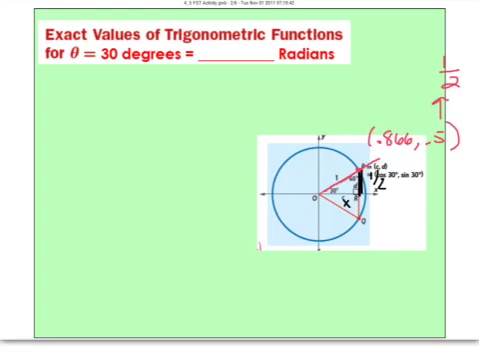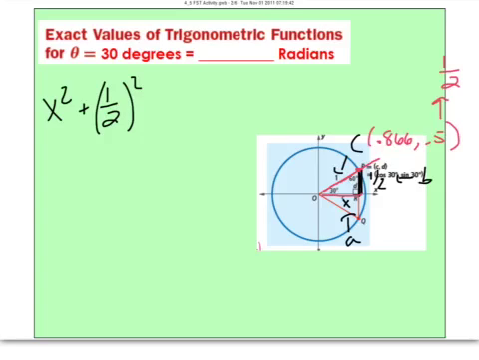We can find the side length for x, again, by using the Pythagorean theorem. 0.866 is approximate, and that is not sufficient. So let's do the Pythagorean theorem: a squared plus b squared equals c squared. I'm going to have a be this x, and then b and c are the other sides. So x squared plus 1/2 squared equals 1 squared.